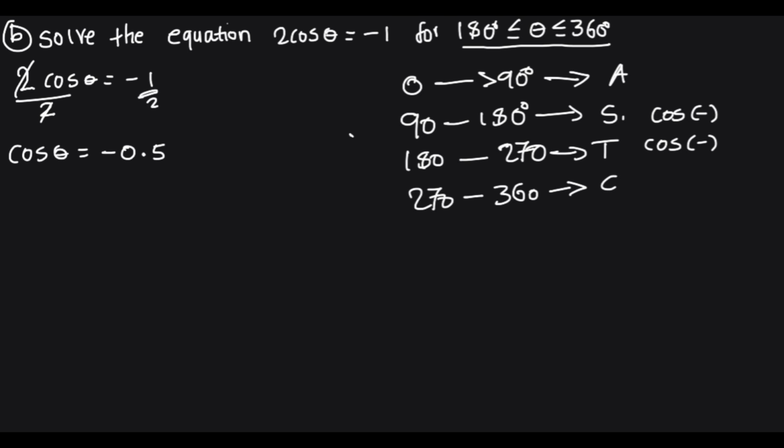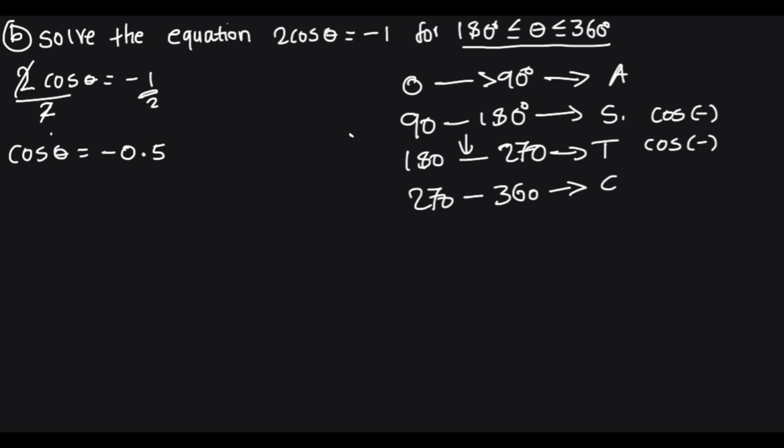So the angle from 90 to 180 should not be part of our answer. Therefore, we are only going to find one angle from the third quadrant, from 180 to 270. That's where we have negative cos. So let's first find the first angle here.